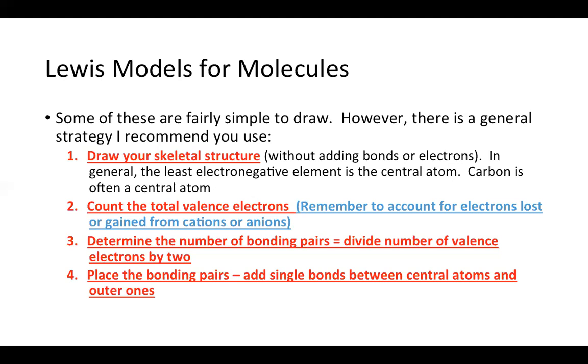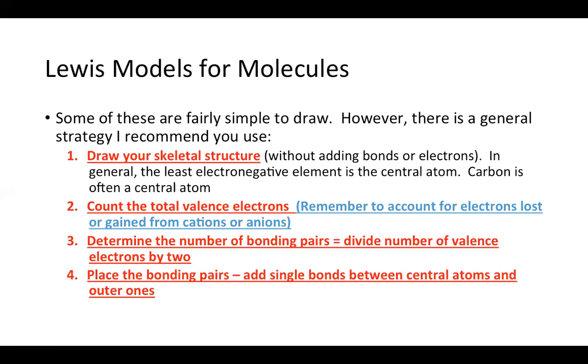And then things like hydrogen you would not want to be a central atom because, as we'll discuss in a little bit, hydrogen is only going to want a duet. So it likes to be an outside atom. And often the halogens, while they can be a central atom, generally they are outer ones as well. So after drawing your skeletal structure, and the AP exam may already give you the skeletal structure and you would just jump to step 2.